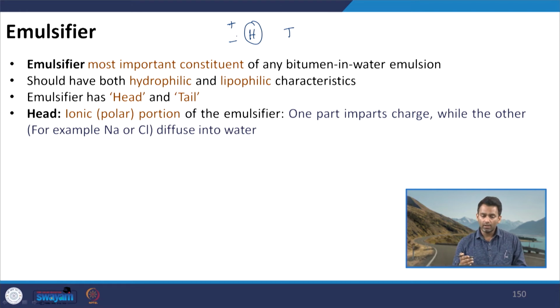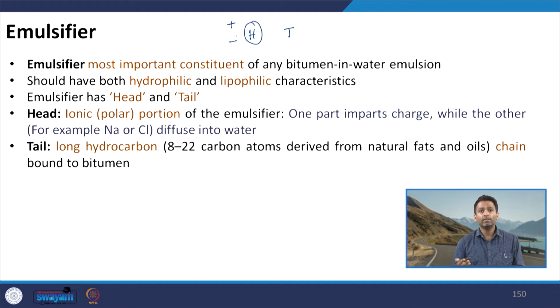system, and this charge which will be diffused in the water system can be in the form of, for example, sodium ions or chlorine ions and so on. So, they will diffuse in the water, and the other part will remain suspended, and it will provide the overall charge to the emulsion.